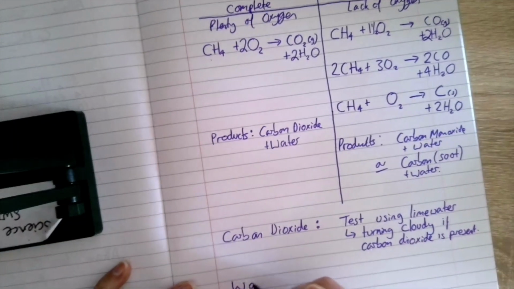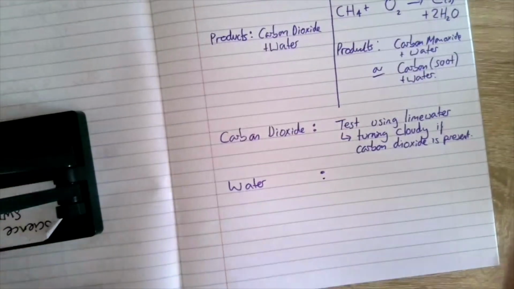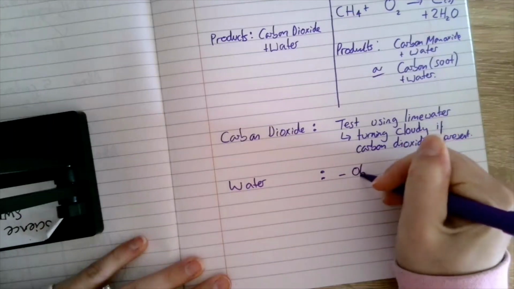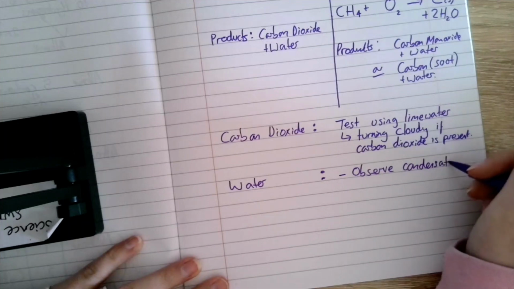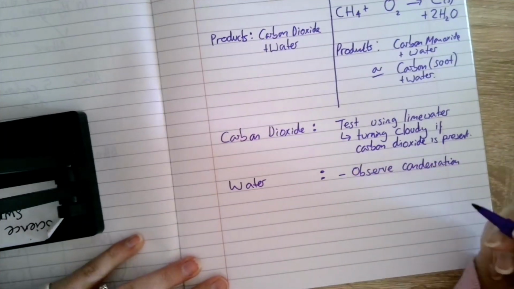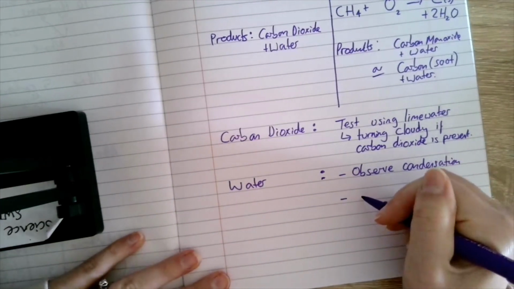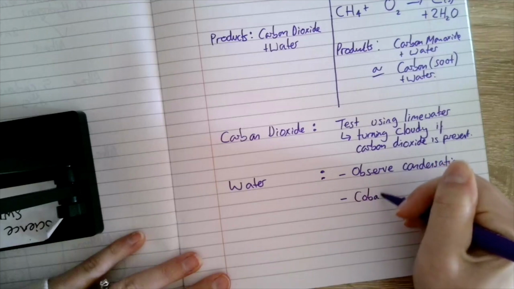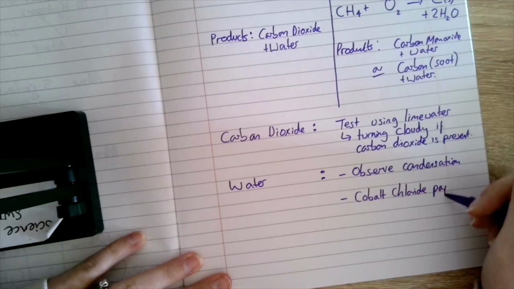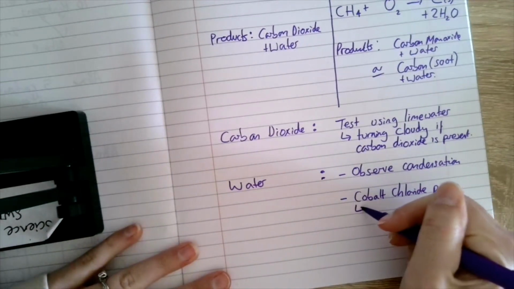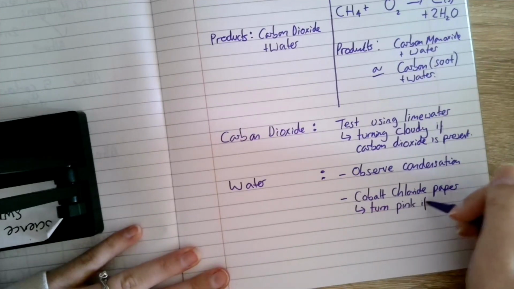To test for the water, there are a few things we could do. First thing is to observe condensation, as you call it, in an ice bath. The other thing we could do is test for it using cobalt chloride paper, and this will turn pink if water is present.